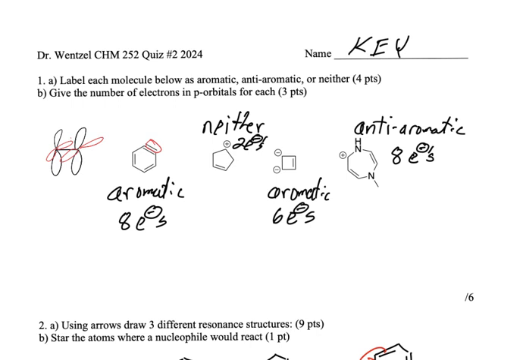And this one, I think if people said neither or anti-aromatic, I gave them the points for it. You could say 1, 2, 3, 4. So 8 electrons are in p orbitals, and you could call this aromatic or anti-aromatic. It's up to you.